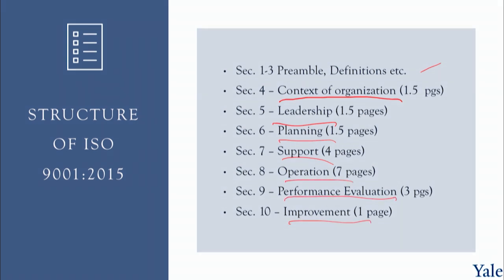Now, you would think that a quality management system will focus on operation, and it does, but increasingly, the emphasis is shifting to the company itself, the leadership, the planning, the support, and the backend, evaluation and improvement. All of those things constitute the best practice for running a company.